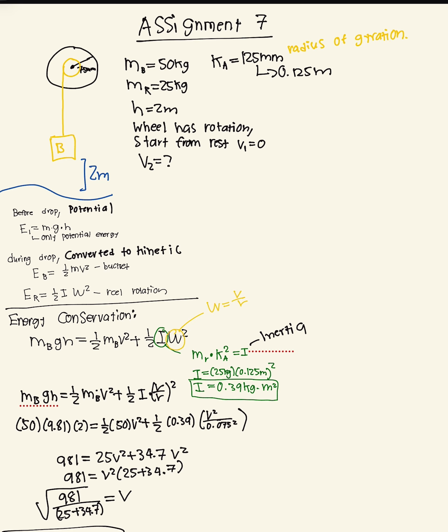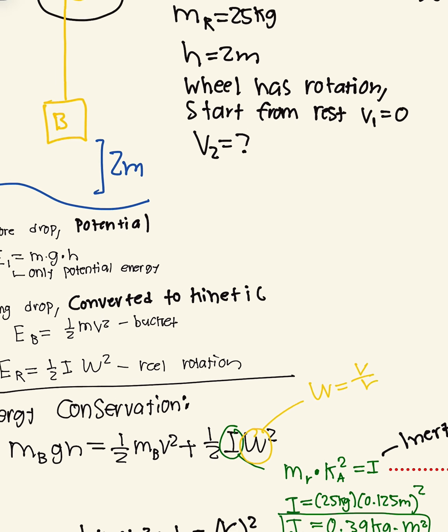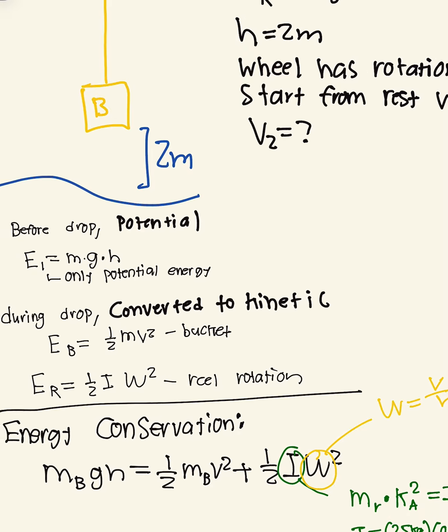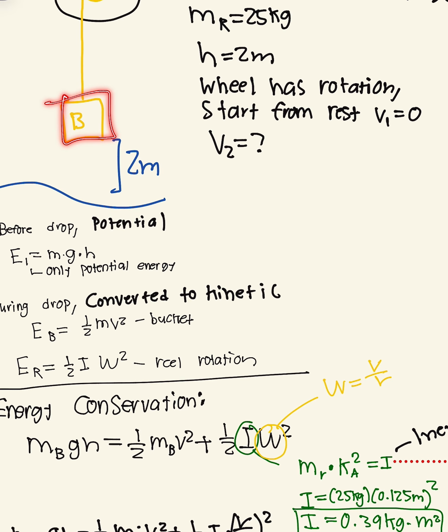We're going to be solving for the velocity when this bucket is falling. To do that, we first have to write down the potential energy before this bucket gets dropped, while the system is still at rest. That energy is equal to mass times gravity times height. So this is only potential energy, because this is before the bucket gets dropped.